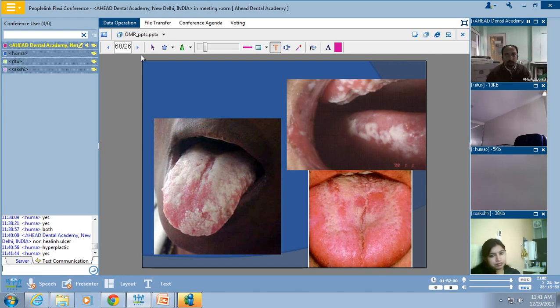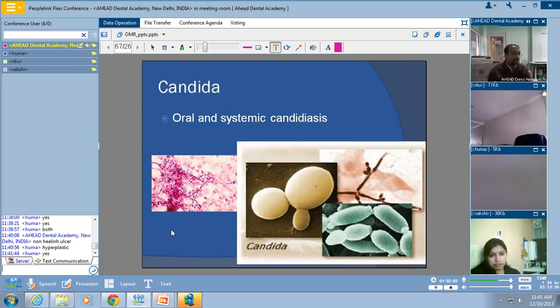Candida. Now, one more question which I completely forgot about Candida. Does Candida occur in one form or two forms? Candida actually occurs in two forms, both as yeast form and as hyphae or filamentous form. It is the filamentous form of the Candida that causes the deep invasion of the Candida. Okay? Is it clear?